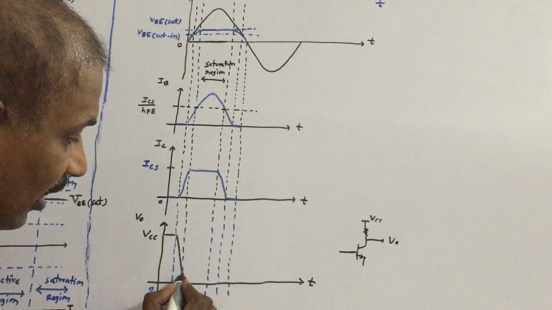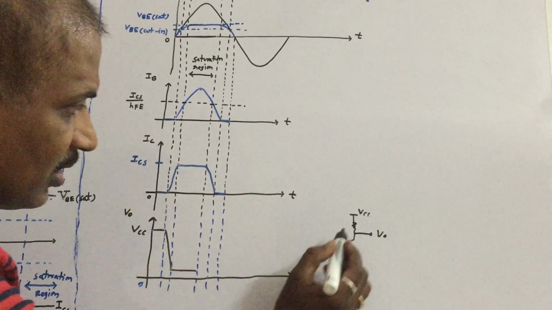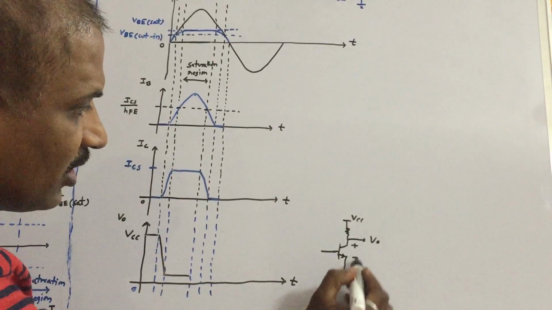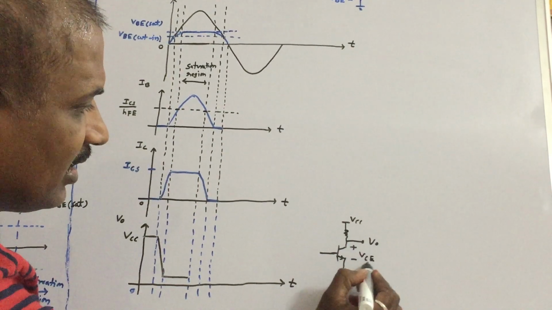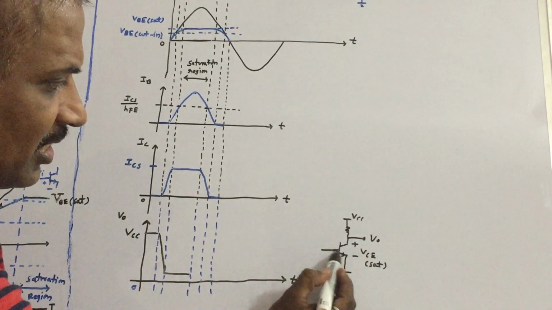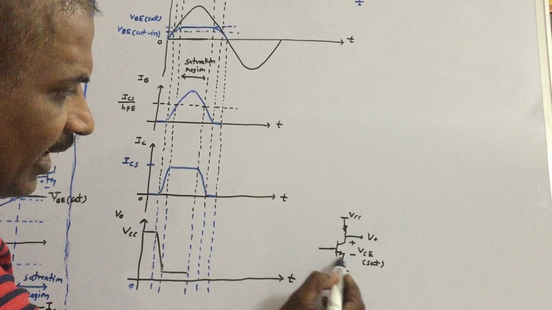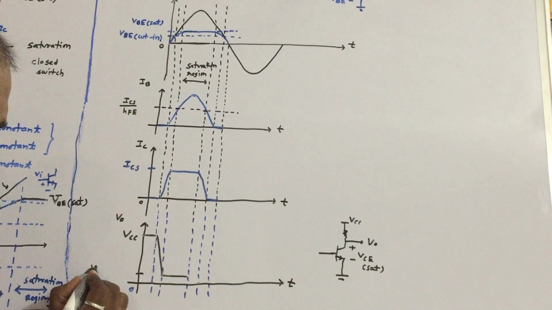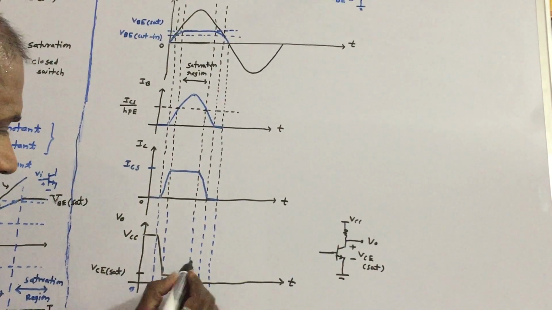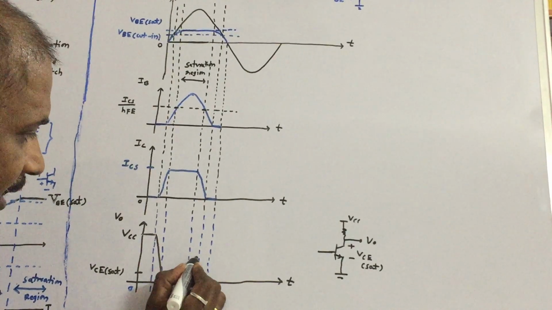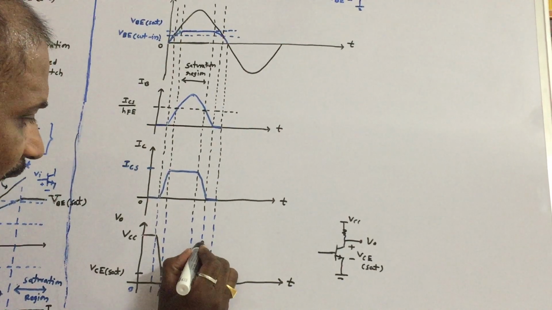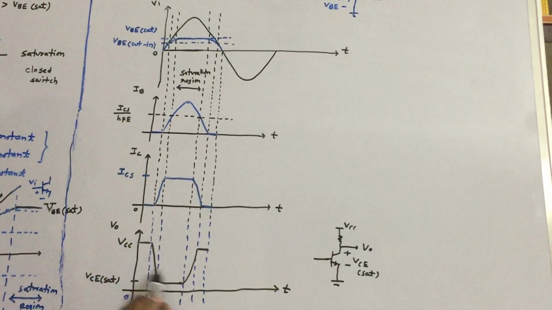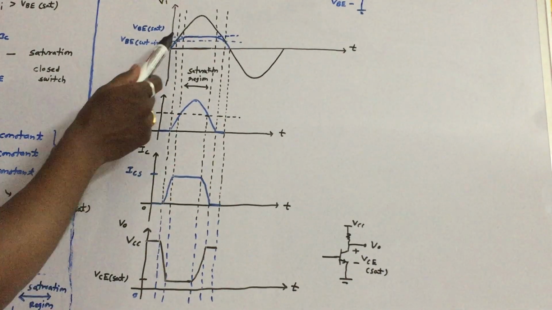What is this portion? Saturation region. Once the transistor enters into saturation, the output voltage becomes VCE saturation. Simple. When the transistor is in the off condition, V0 is equal to VCC. Once the transistor enters into saturation, V0 is equal to VCE saturation. You have to clearly mention VCE saturation here. Again it increases like this and reaches VCC. This is the output voltage you see across the transistor.